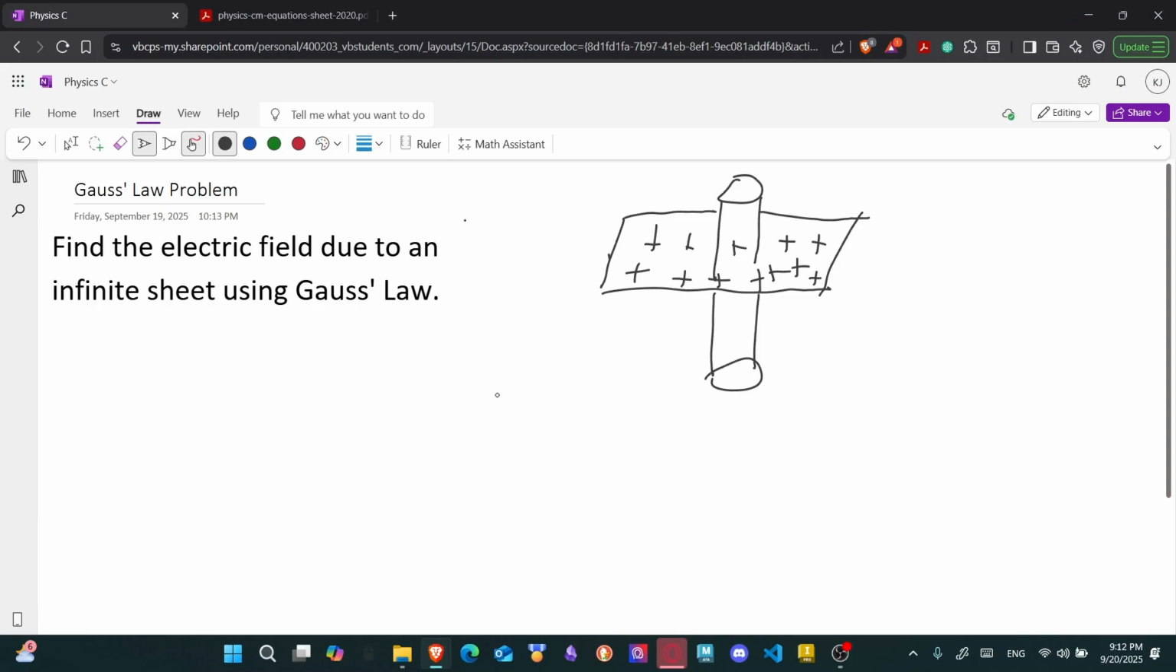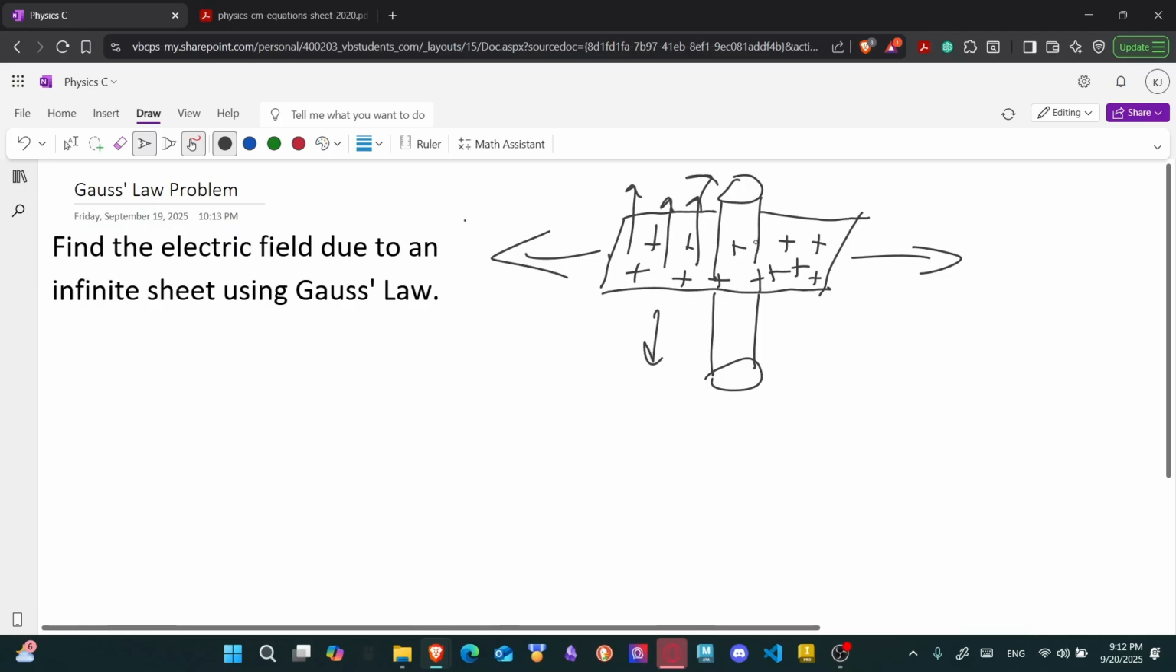In this video, we'll be doing a proof on finding the electric field due to an infinite sheet using Gauss's law. Okay, so we have an infinite sheet, and let's imagine that this sheet will expand infinitely long, always. So the field will be going up like this and down.